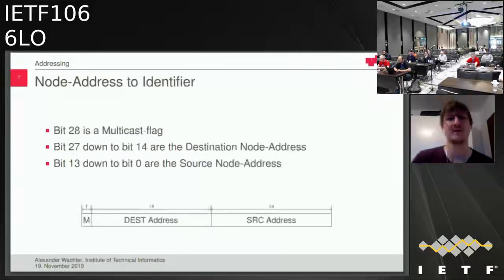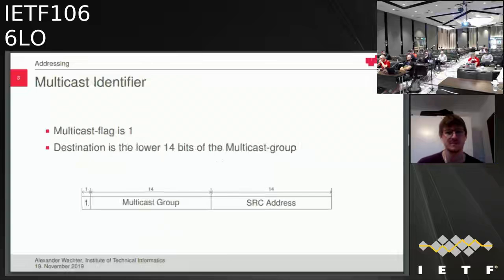But how do we map those node identifiers to the identifiers of the CAN bus? We just stitch them together. So in the higher 14 bits, we have the destination address. In the lower 40 bits, we have the source address. And the highest bit is a multicast bit. For multicast, we just set the multicast flag to 1, and then the destination address changes to the multicast group.